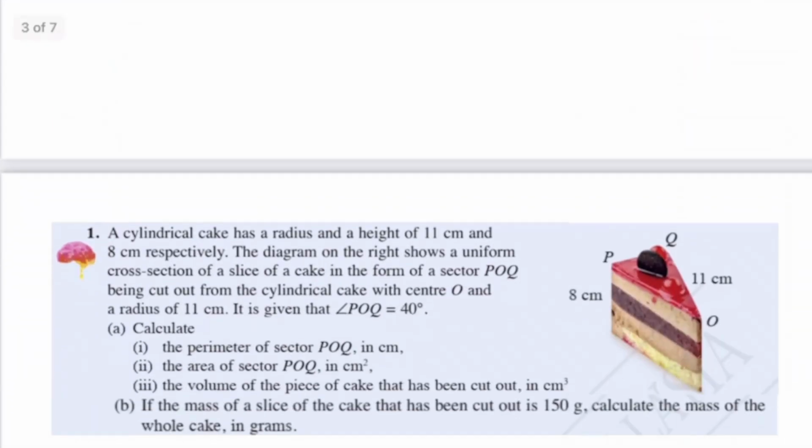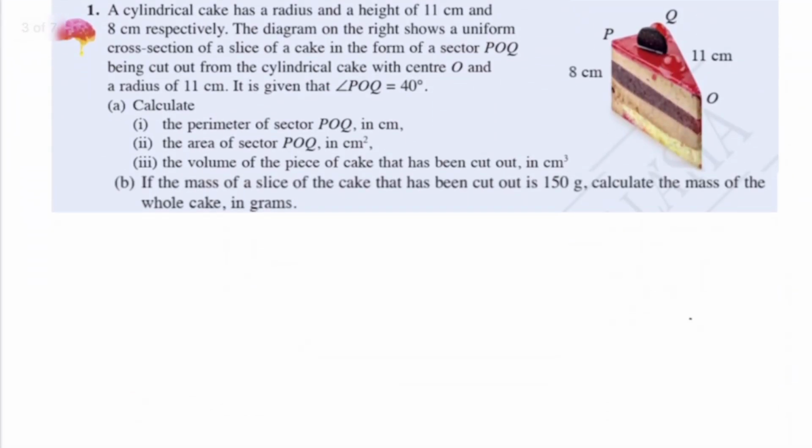So let's get straight to the first question. Here we have a cylindrical cake, radius of 11, height of 8. As you can see from the diagram, the angle subtended POQ is 40 degrees. We are supposed to calculate the perimeter of sector POQ.